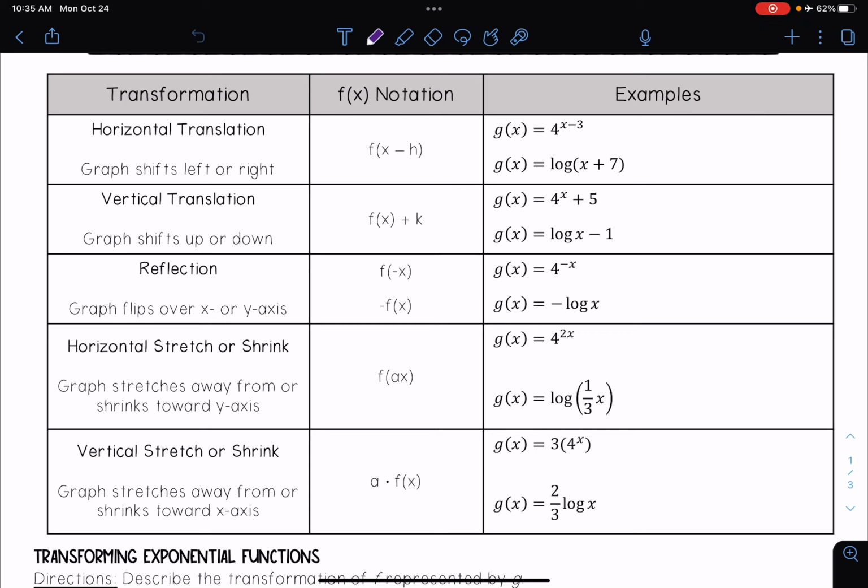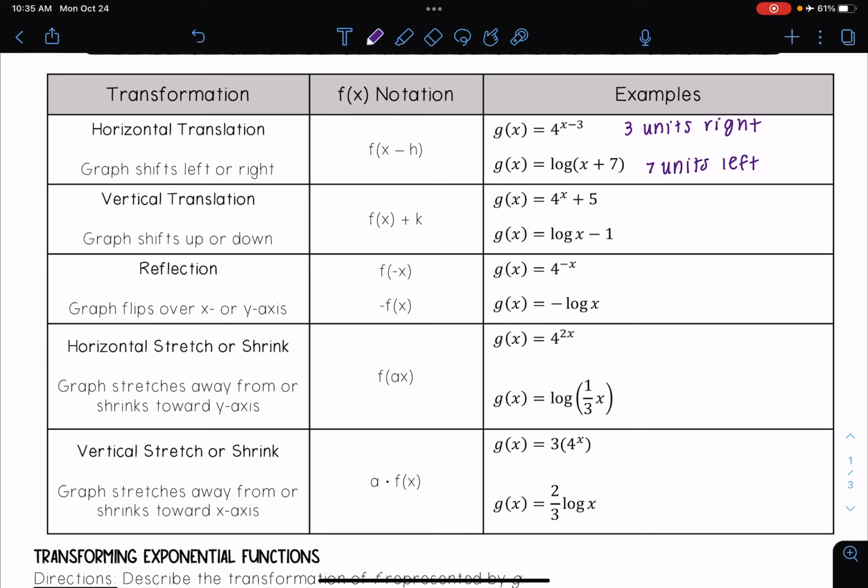First is a horizontal transformation, so that's when the graph shifts left or right. My function notation for that looks like f of x minus h. So for example, in exponential, if I have 4 to the x minus 3, that would be saying this is going 3 units right. And in logarithmic form, if I had log of x plus 7, this would be saying this is going 7 units left. So we need to remember this is kind of opposite what we think. If you have a minus a number, that's going right. If you have a plus a number, it's going left.